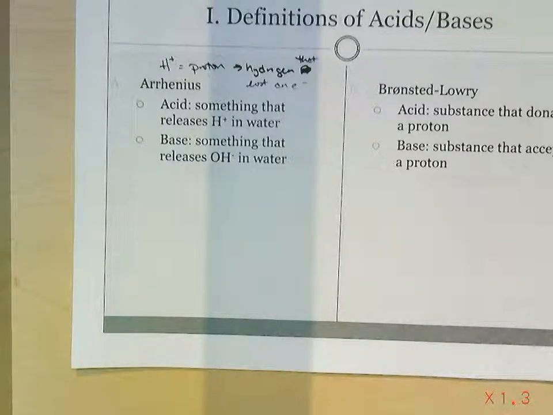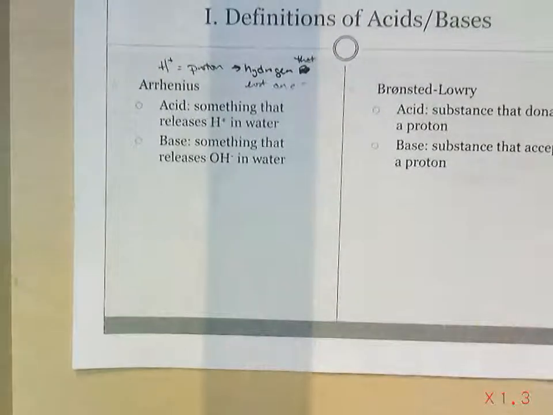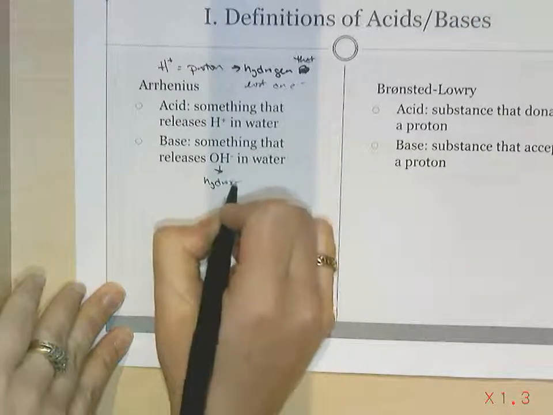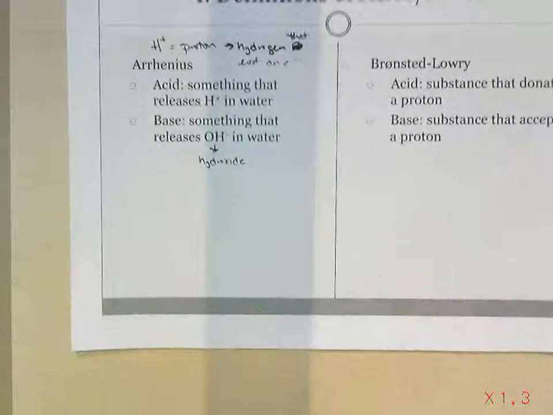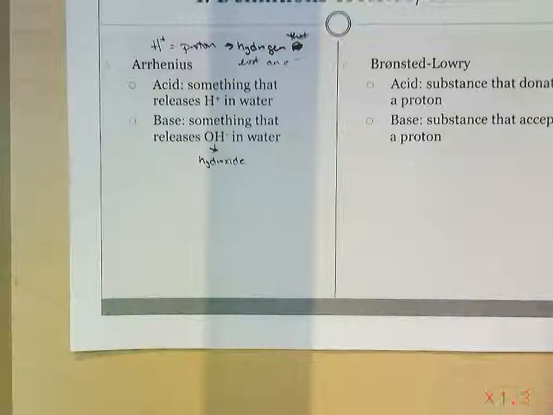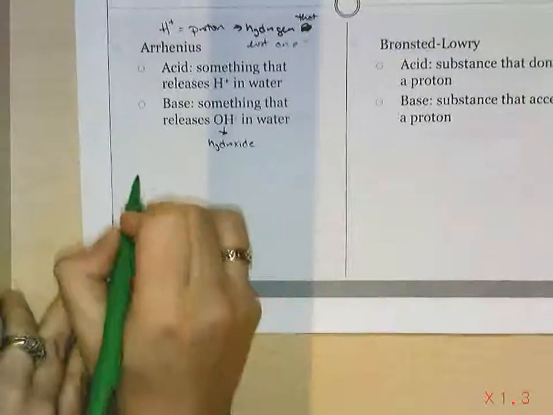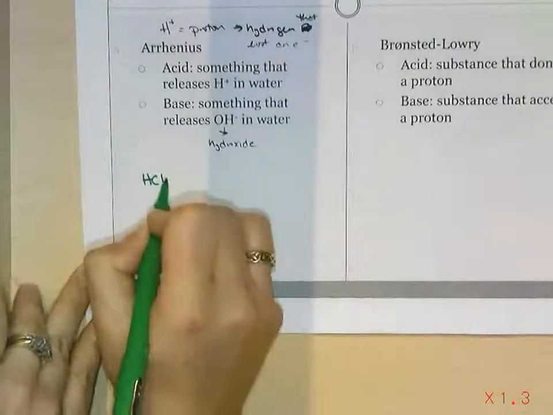So an acid is something that releases a proton in water, and a base is going to be something that releases OH-. Does anyone know what OH- is more commonly called? A hydroxide. So this is probably how you've seen them written, right?